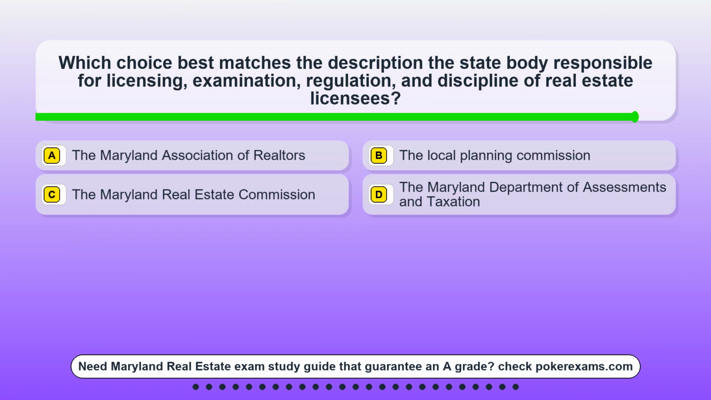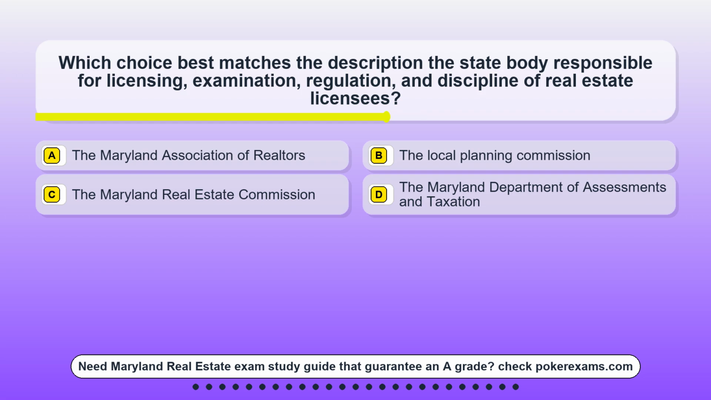Question 10. Which choice best matches the description of the state body responsible for licensing, examination, regulation, and discipline of real estate licensees? Option A, the Maryland Association of Realtors. Option B, the Local Planning Commission. Option C, the Maryland Real Estate Commission. Option D, the Maryland Department of Assessments and Taxation.